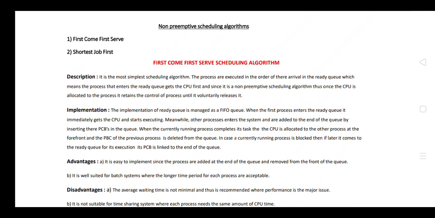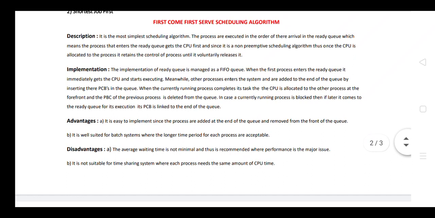The advantage of this is that it is easy to implement, since the processes are added at the end of the queue and removed from the front of the queue. It is well suited for batch systems, where longer time periods for each process are acceptable. One of the disadvantages is that the average waiting time is not minimal, and thus it is not recommended where performance is the major issue. See, in the next video I will give you one example.